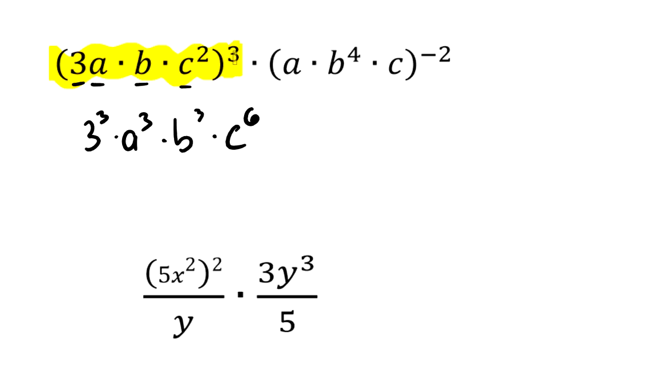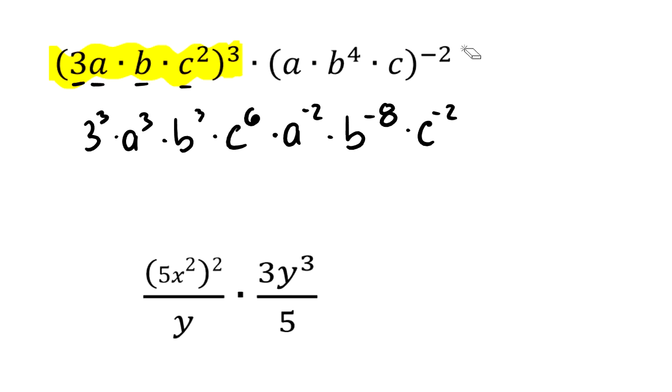The other thing that I see is that this other chunk is being raised to the negative second power. I could raise each one of those. I could do the exact same thing. So this would be equivalent to times a to the negative second power times b to the negative eighth power, right? 4 times negative 2 is negative 8, times c to the negative second power. And that works as well.